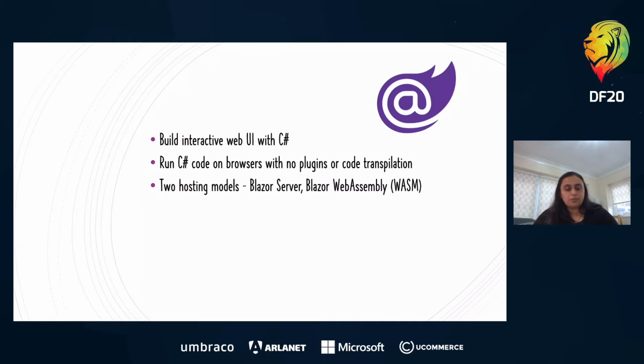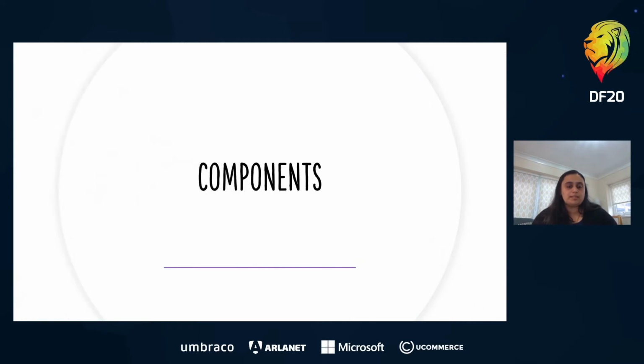There are two hosting models, Blazor Server, which came out last year, and Blazor WebAssembly, which came into production earlier this year. Both of them are production ready, and there are Visual Studio templates to help you set up a project yourself. If you want to know more about Blazor itself, I would recommend going through the Octopus script that I'm putting together. But let's move on to Blazor components now.